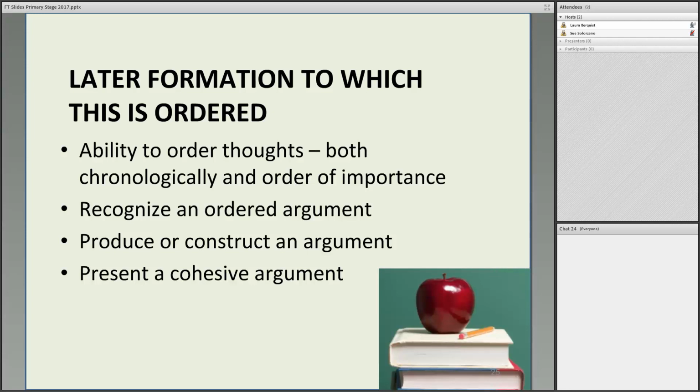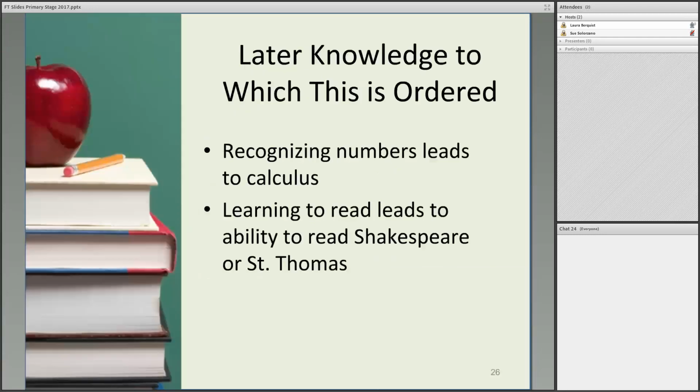The later formation to which this is ordered is the ability to order thoughts, both chronologically and by an order of importance, and to recognize an ordered argument, to produce or construct an argument, and to present a cohesive argument. The later knowledge to which the content is ordered is in many cases obvious. Learning to recognize numbers is the first building block for eventually doing calculus. Learning to read leads to being able to read Shakespeare and St. Thomas and Jane Austen.